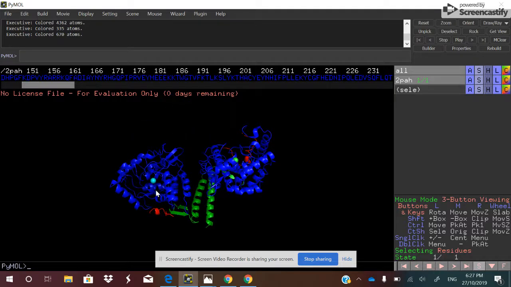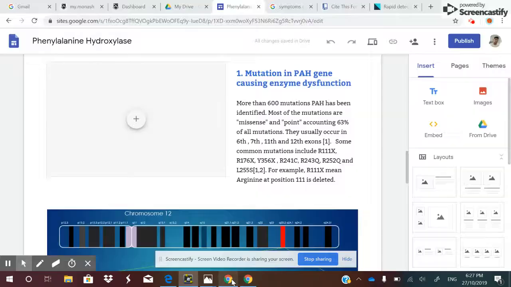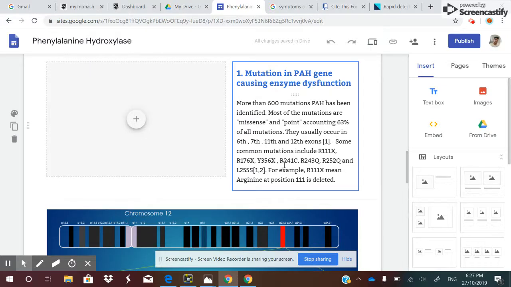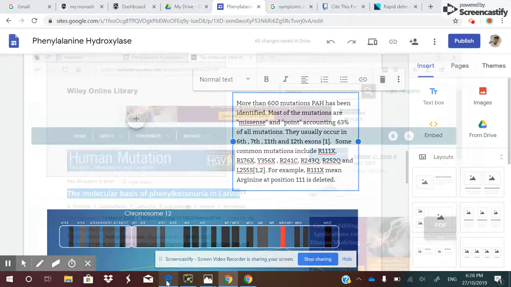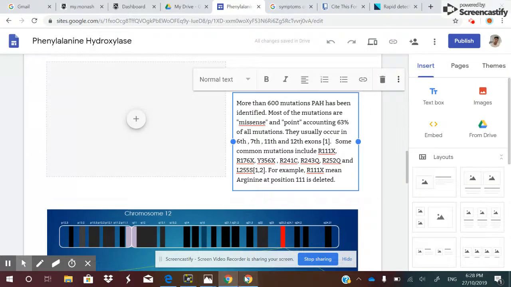Similarly, when mutations occur at the catalytic domain, indicated by blue, let's look at one example. R241C, where arginine at position 241 changes to cysteine. It's a missense mutation.